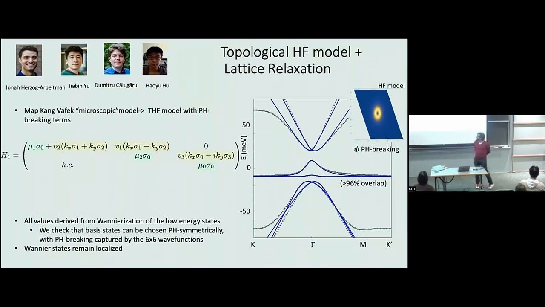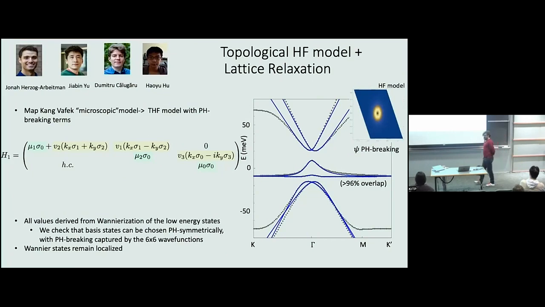And the only extra thing that you need to add to the heavy fermion Hamiltonian is a chemical potential for the F electrons, a chemical potential for the C electrons, and some linear terms. So all these extra Kang and Vafek terms that are shown here become particularly simple in this heavy fermion model. You just add some chemical potentials and some linear terms.